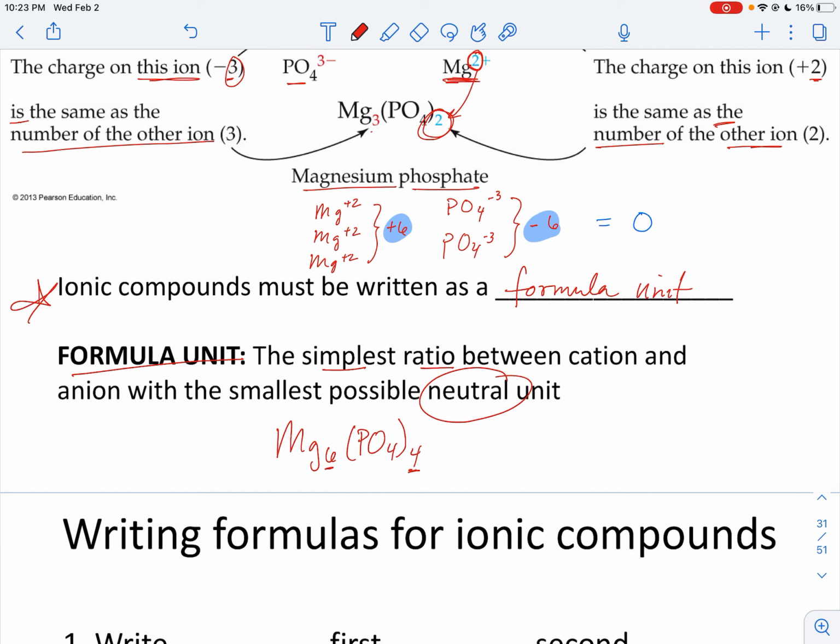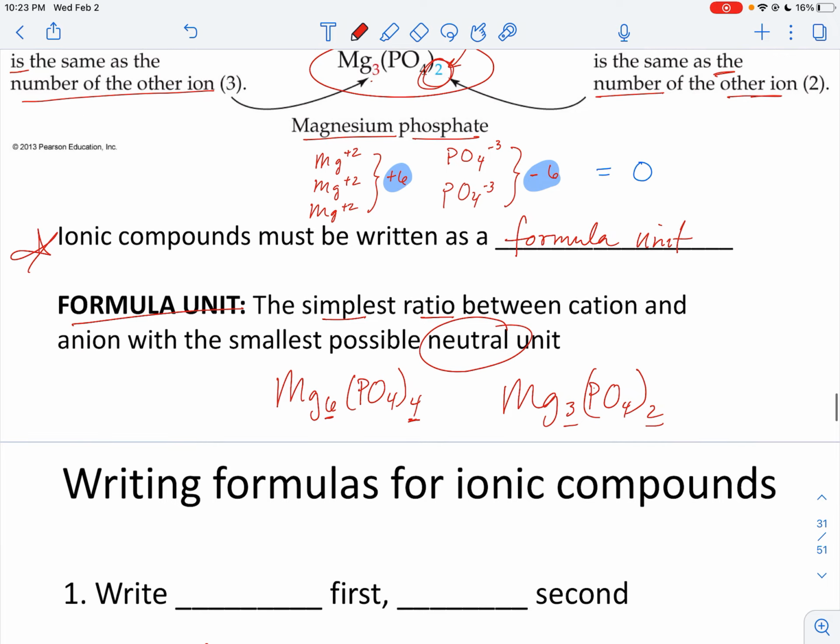6 and a 4 can simplify to what we originally got, Mg3(PO4)2, okay? That is the simplest ratio. We cannot simplify any further, okay? So that's essentially what a formula unit is.